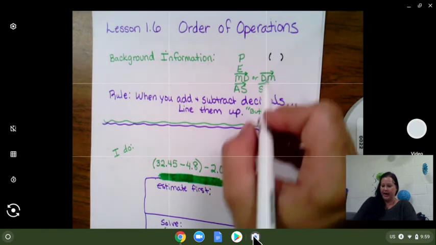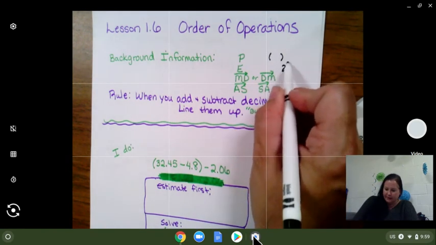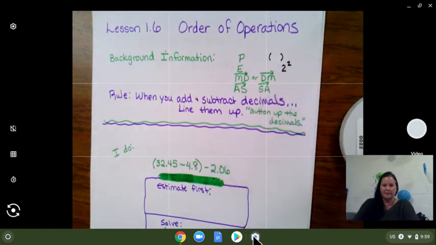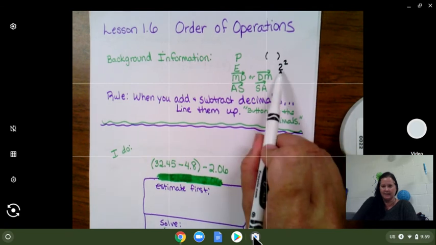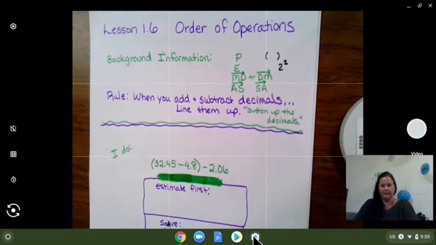E stands for exponents. Exponent is that little number that's up top that tells you how many base numbers to multiply together. So this one, 2 is our base number. It'd be 2 times 2 would be 4. That's an exponent up top.